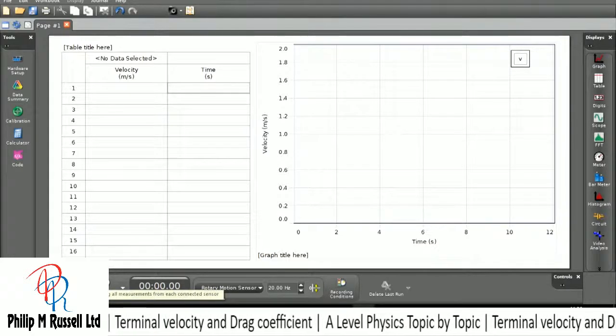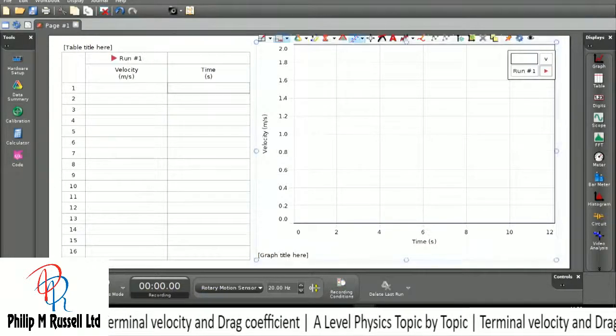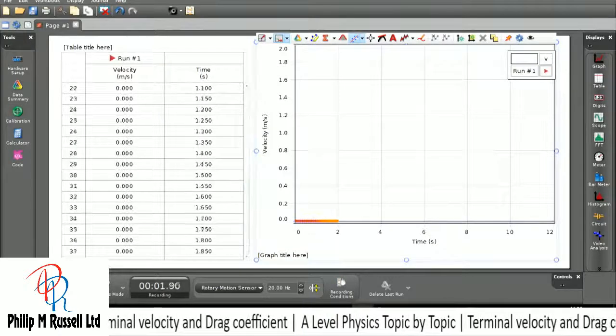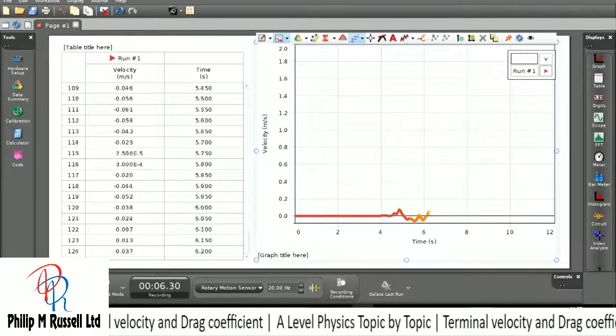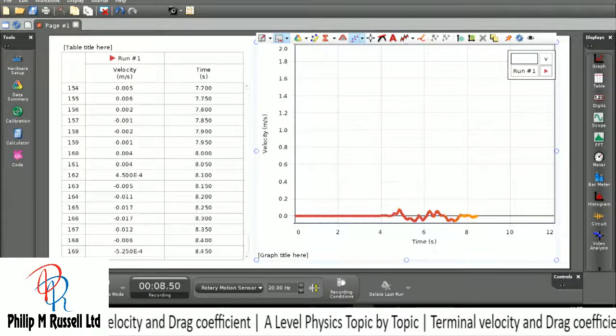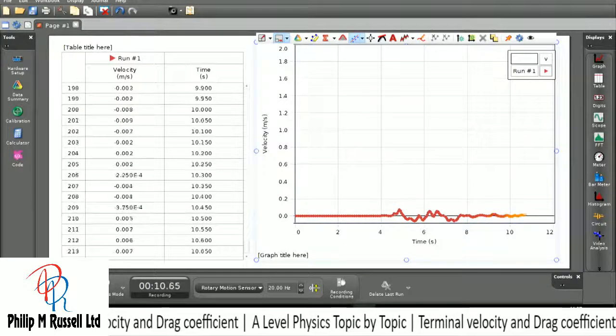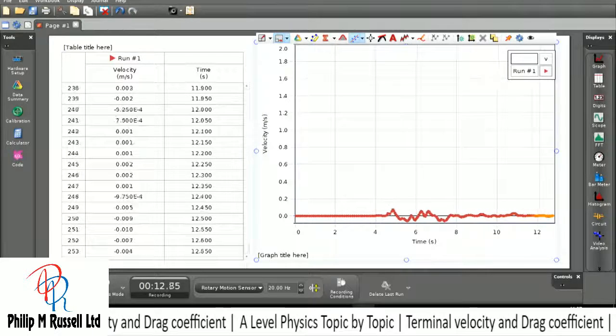So I'm going to start the timer, and it's not doing very much at the moment. I'm going to hold on to this, and 3, 2, 1, go.